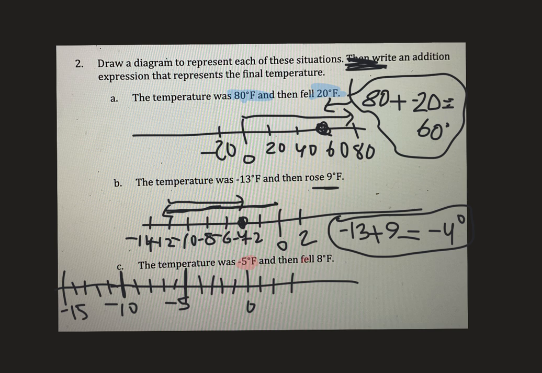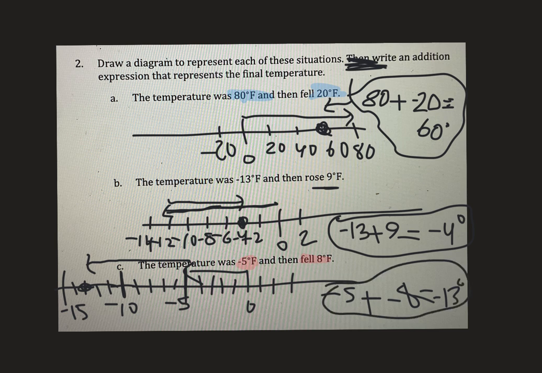-5 degrees and then it fell 8 degrees, that means that we're at -5. Falling 8 degrees means we're going to go 8 more. That's 5, 6, 7, 8. And you're going to end up at -13 degrees. So -5 plus a -8. Falling means negative numbers. And you end up with a negative final result. By the way, when both numbers are the same sign, the vectors point in the same direction, as you can see.